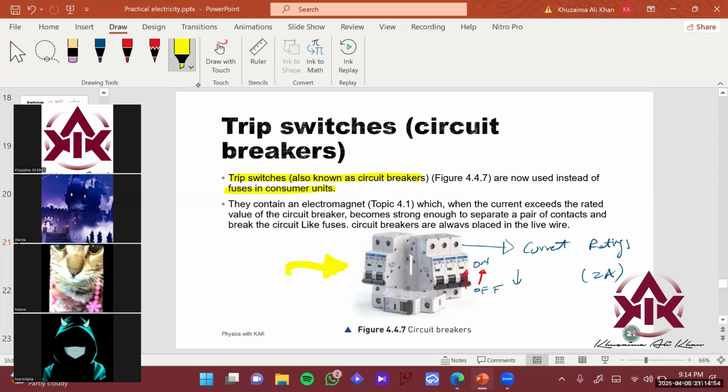What's the advantage here? It does not burn out. You just move it up and it turns on the supply. They contain an electromagnet. When the current exceeds the rated value, the circuit breaker turns off. So this is how it works. Let me show you how it works.